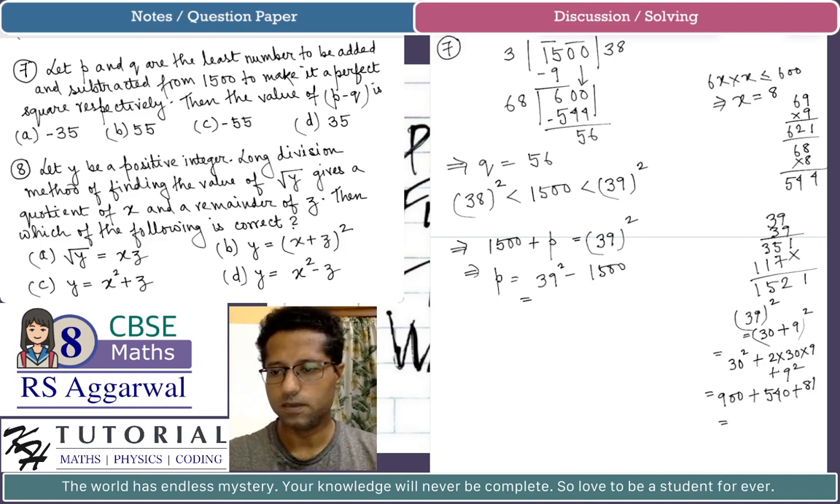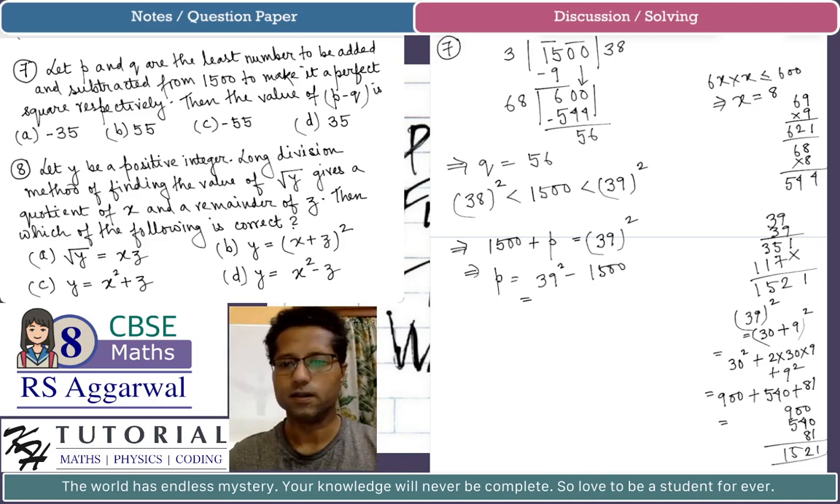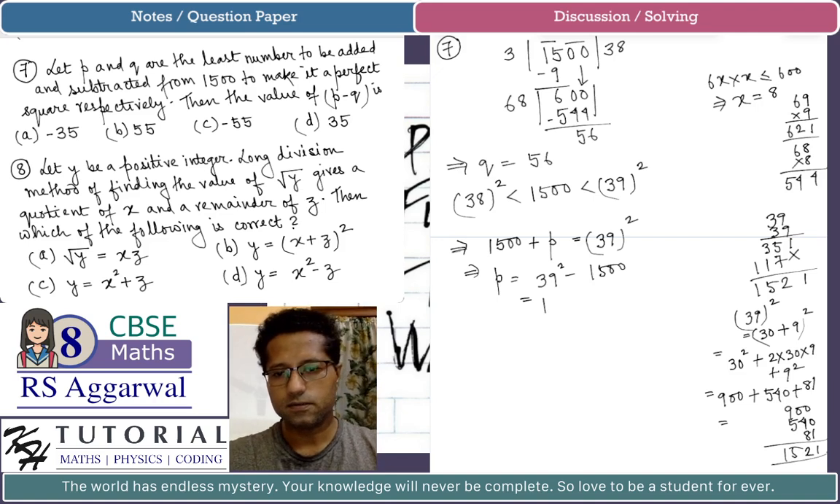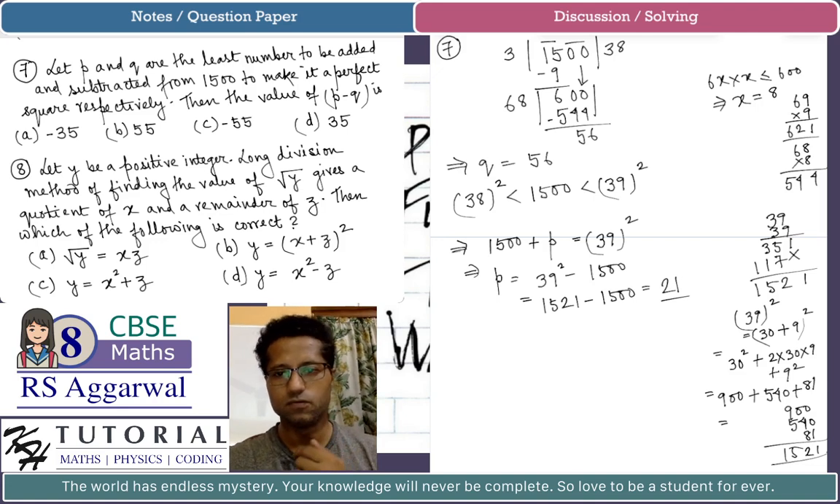So this will be 900 plus 540 plus 81. This is 1521. So this is 1521 minus 1500, which is equal to 21. So P is equal to 21 and Q is equal to 56.